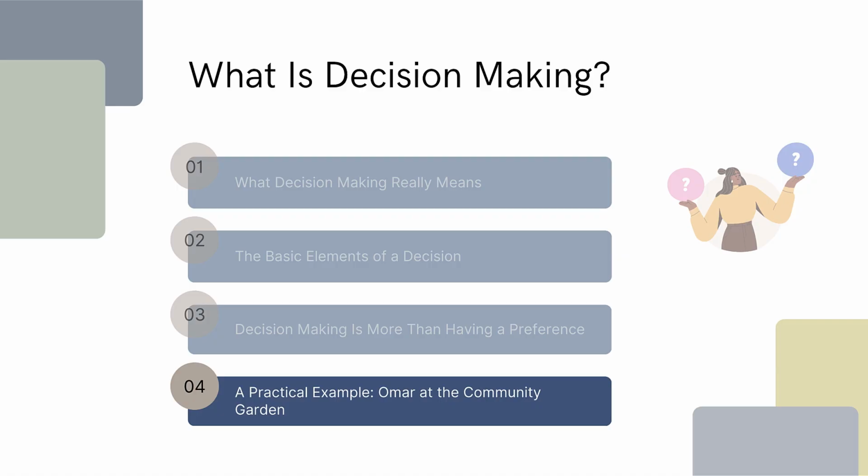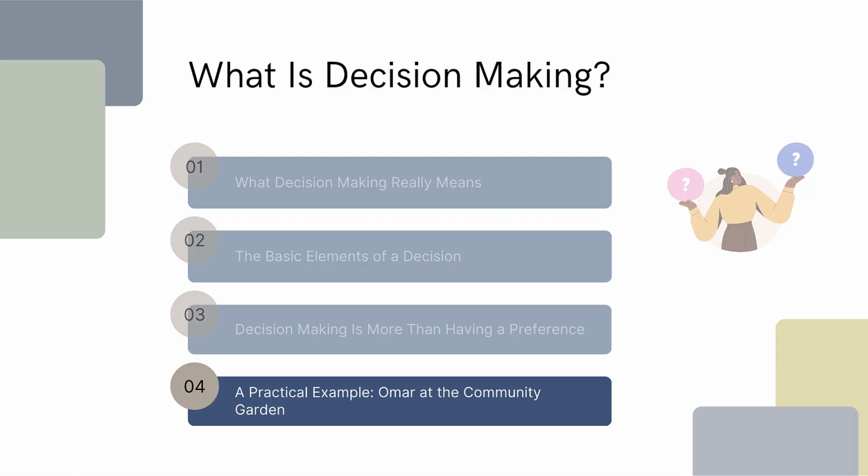His initial approach is based almost entirely on preference. He asks himself, which foods do I like? That is a useful question, but it is not enough. Omar's plot has limited space. It receives only a few hours of direct sunlight each day. The community garden also has restrictions on water use during dry periods. Omar works full-time and can usually visit the garden only twice each week.